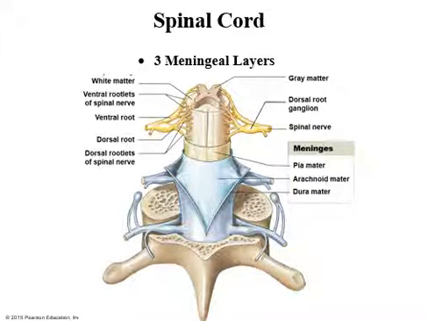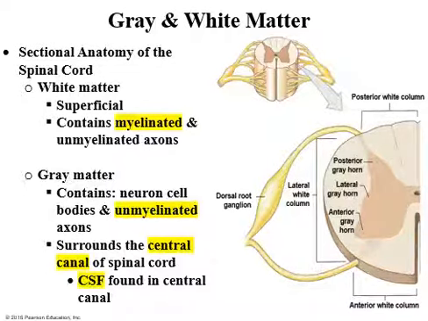All right, so now we take a look at this, opening these up, looking at the gray and white matter. First off, the white matter is going to contain our myelinated, and some unmyelinated, axons. This is a more superficial area. Then we go deep to it, and that's where we have the gray matter, and the gray matter is going to be the neuron cells. And the actual cell bodies are going to be found in there.